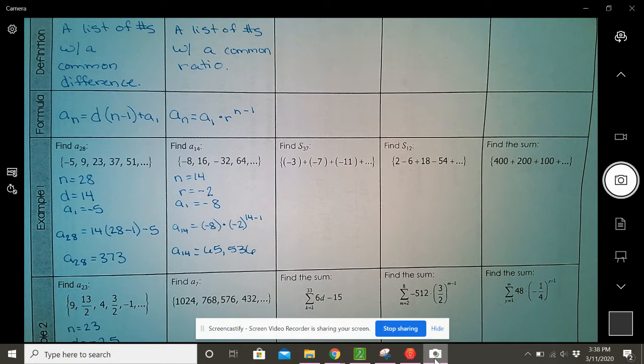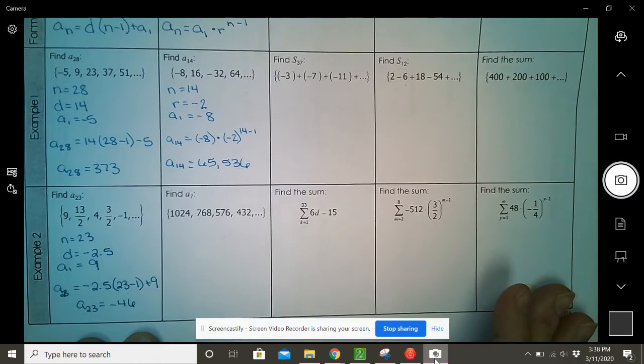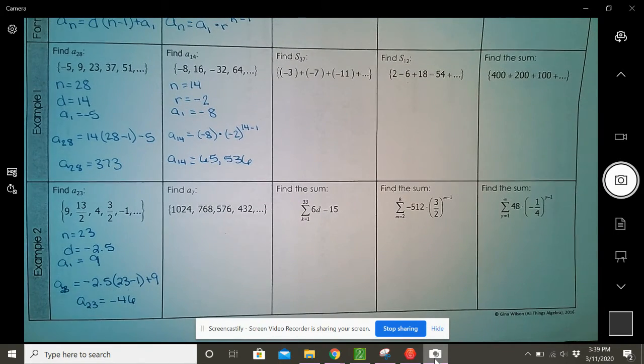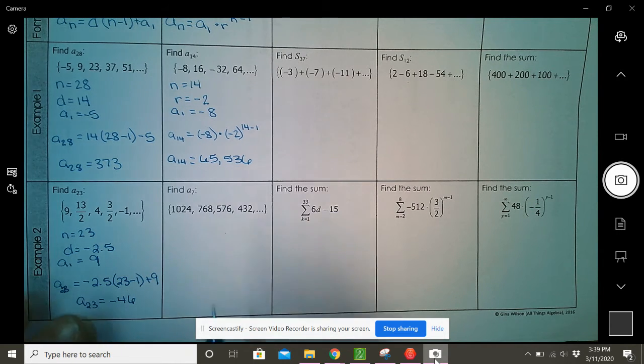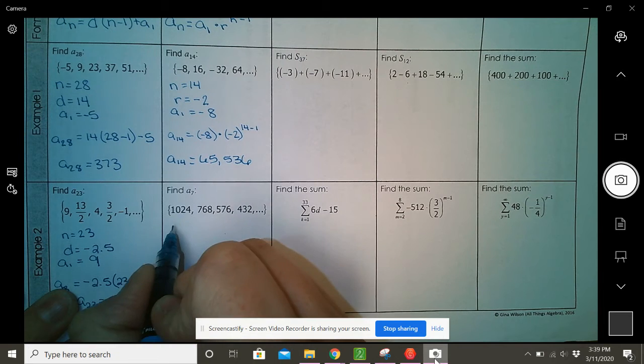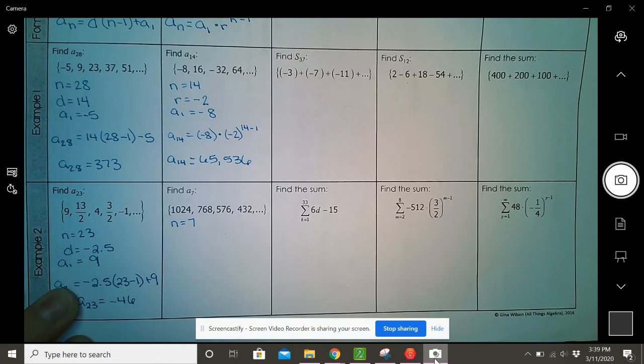All right, one more example for us here. Try to get 2 examples of each. Okay, maybe you should pause the video and try the second example on your own and then check your work. Okay, asked for the 7th term, which means your n value is 7.